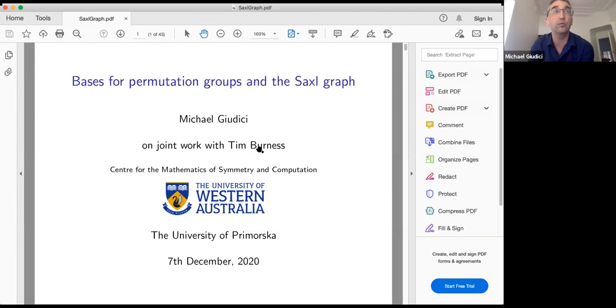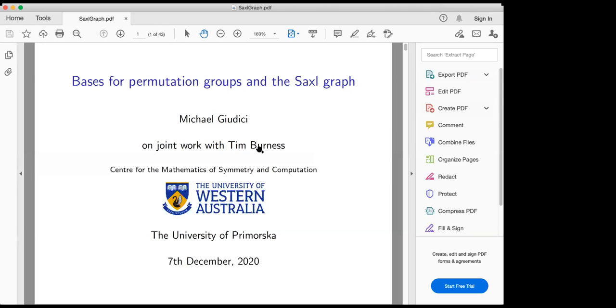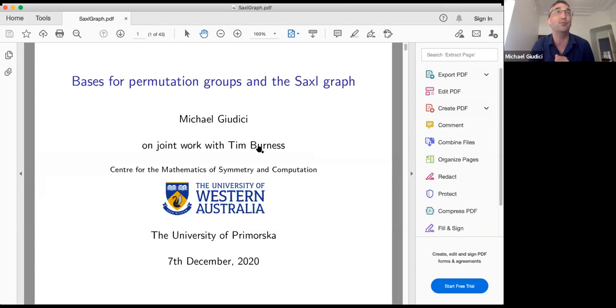Oh, it says sharing paused. Can you actually see my screen? Still? Yes. Yes. Yeah. All right. For some reason, my thing says that sharing is paused.